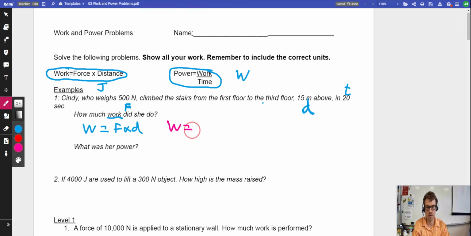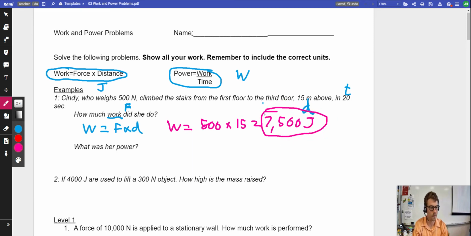So in this case, work is equal to 500 times 15. And so we will do that calculation here. 500 times 15 gives us 7,500 joules. Okay, so there is the amount of work that she did.